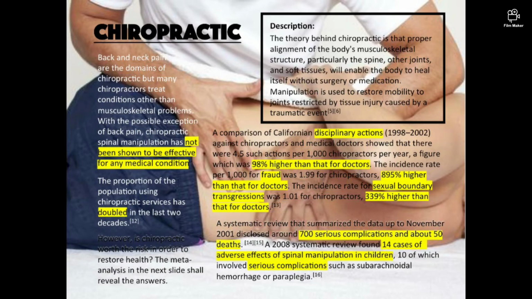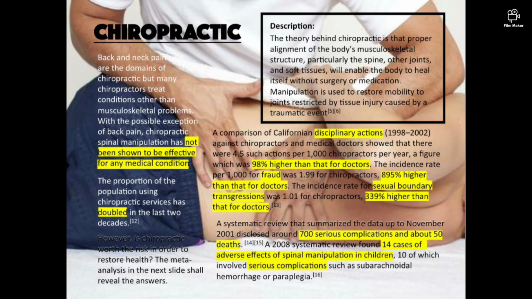However, are chiropractic treatments worth the risk in order to restore health? The meta-analysis in the next slide shall reveal the answers. Here I shall elaborate on the risks associated with chiropractic treatments.